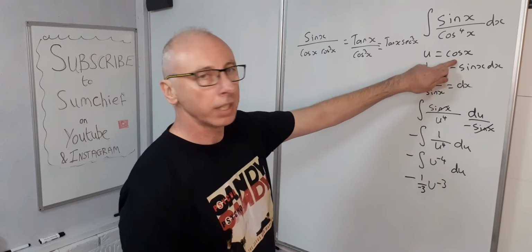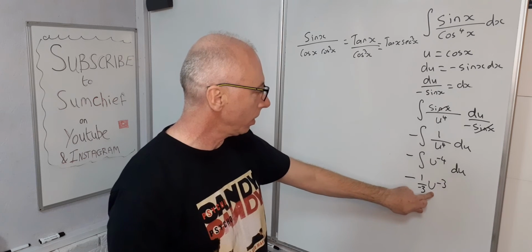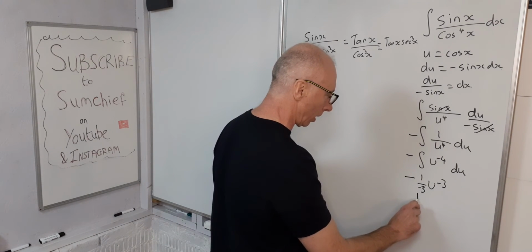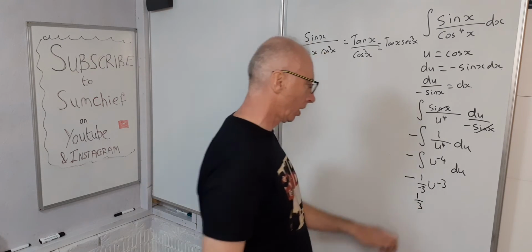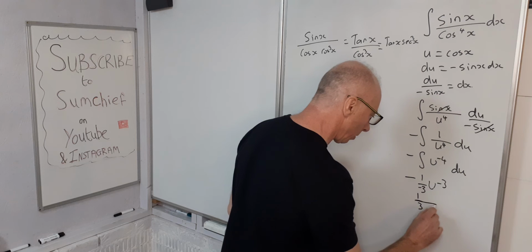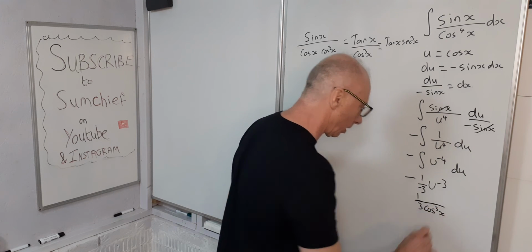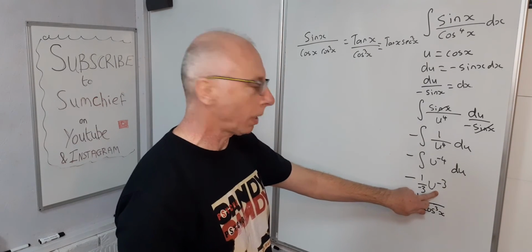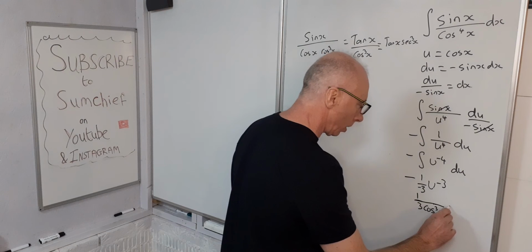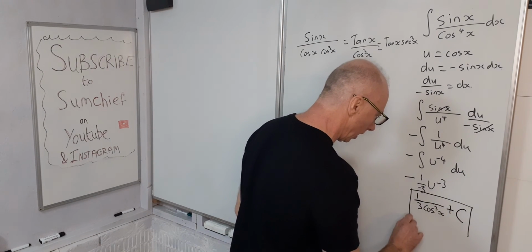Now let's get back into the x world, where u is cosine of x. So now we've got minus times a minus, that just leaves us with a third, u to the minus 3. So then what we can do here is put cosine cubed of x, since u to the minus 3 is basically the same as 1 over u cubed. And then what we need to do now is a plus c. And that takes care of that.